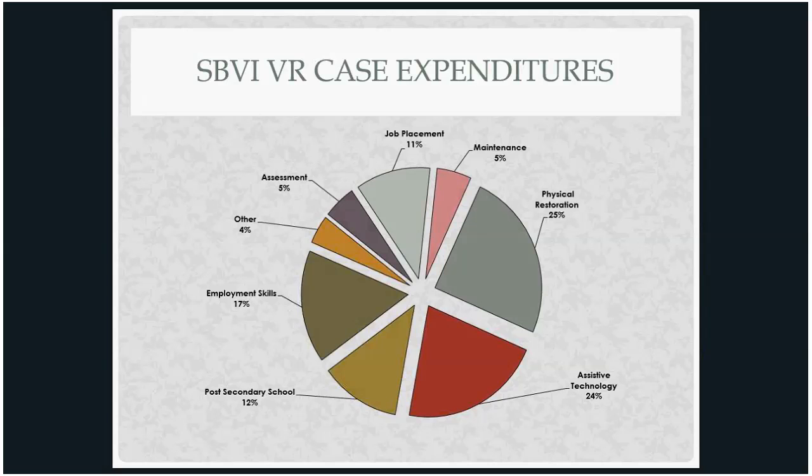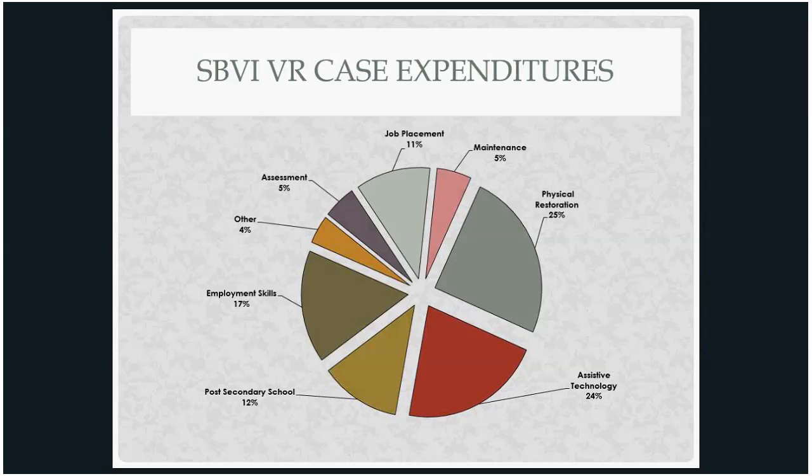As far as how much we spend on VR cases, we spent about $1,272,000 on client services for the vocational rehabilitation program last year. You can see that physical restoration and assistive technology services and devices constituted about half of our case service expenditures, and that is a difference for SBVI than you would see within the Division of Rehabilitation Services.